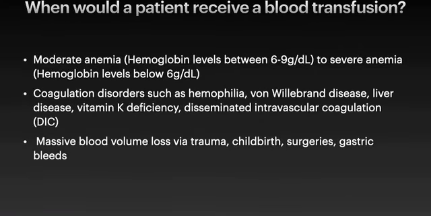When and why would a patient receive a blood transfusion? Patients may be experiencing moderate anemia to severe anemia. They may also have coagulation disorders such as hemophilia, von Willebrand disease, liver disease, vitamin K deficiency, or disseminated intravascular coagulation, also known as DIC. Your patient may also have massive blood volume loss via trauma, childbirth, surgeries, or gastric bleeds.